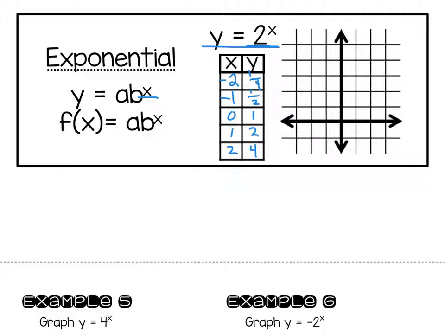Okay, so now we're going to just plot those. So we have -2 and 1/4, which is probably right around here. We have -1 and 1/2, which is about right there. 0 and 1, and 1 and 2, and then 2 and 4. And you'll see that exponential functions have this curve where it starts off slowly, but then it grows very rapidly.